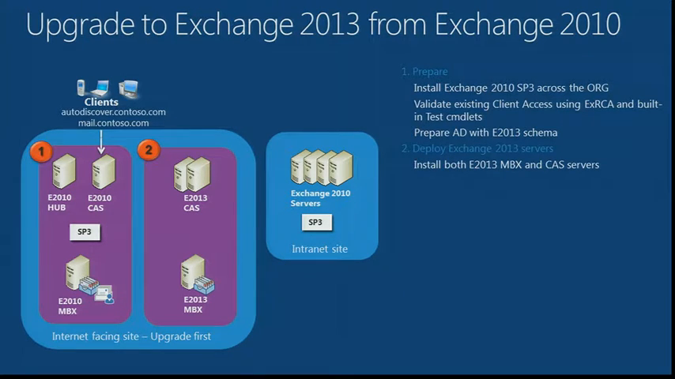So just remember that. It's good to remember the order, but if you forget and you go with the old school way of doing CAS first, it's not going to harm anything, but you may be surprised that until you have that Mailbox server in there, you won't be able to configure anything. So you install your Exchange servers, and then you go ahead and deploy your certificates.